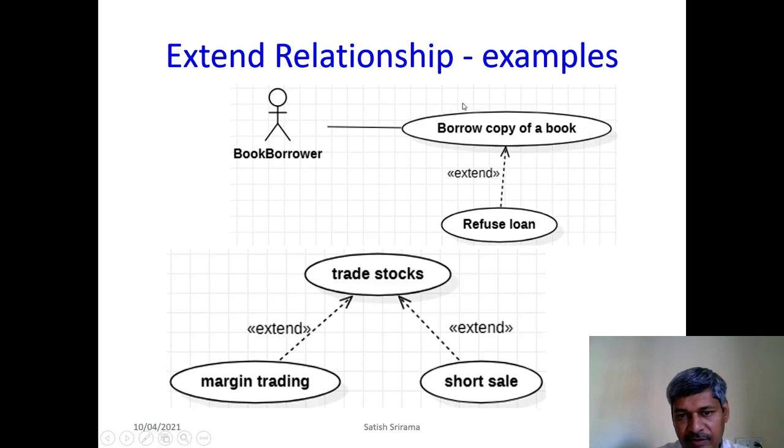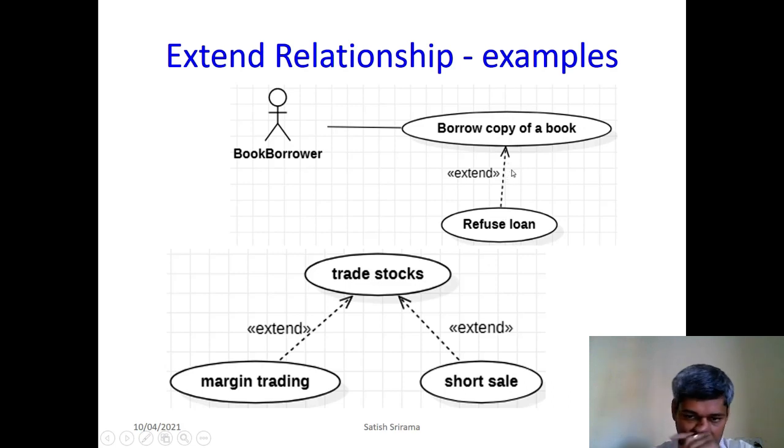But say the book borrower already has a certain number of books with him, or he has not returned the previous books which he was supposed to have returned by now, or he has to pay a huge fine. In certain cases, the borrow copy of a book can actually be refused. So a refused loan use case is an extension to this borrow copy of a book. This is by the extend relationship.